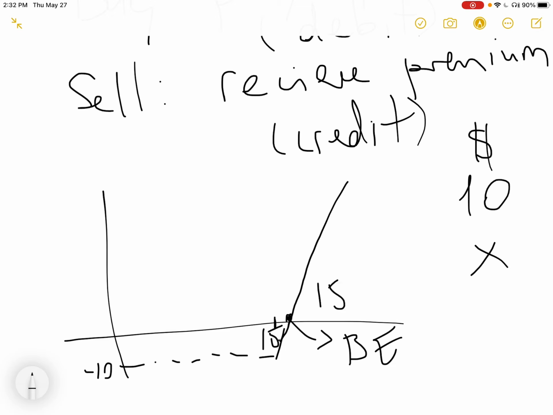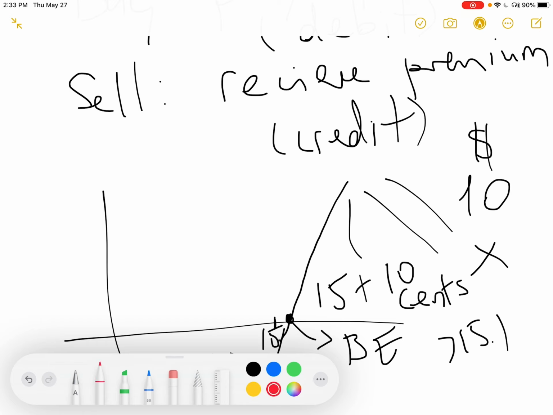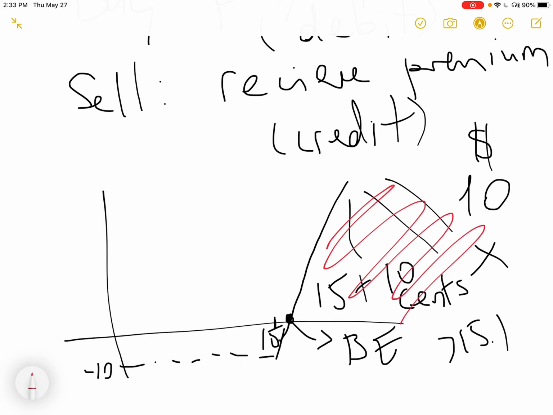You paid $10 for the whole contract. For a single share, you paid 10 cents. So your break even will be $15 plus 10 cents. Right after that, anything above 15.1, you are making profit in this region. So this region is your profit. Okay, so this is for when you buy a call option.